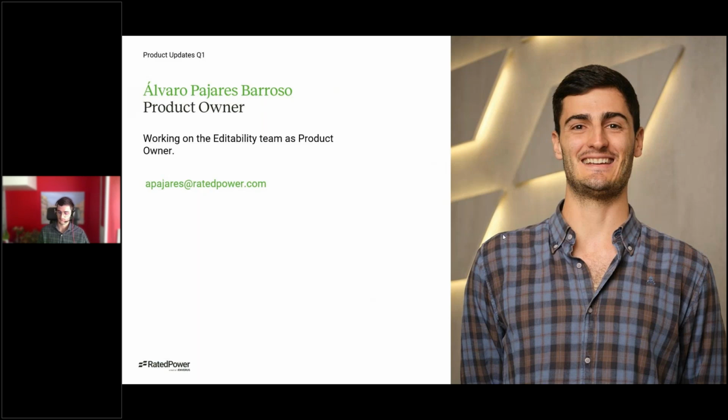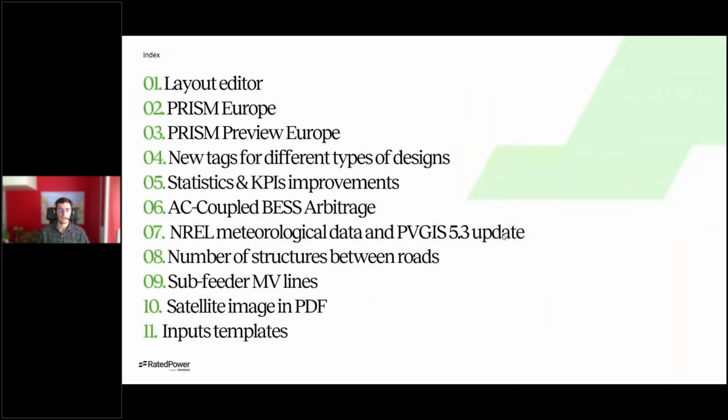Well, this is going to be the topics that we will cover today. This quarter has been a huge quarter in terms of new features. We've been able to launch some of the features that were highly requested by our users, which we will see in the presentation. Features such as a layout editor, PRISM Europe, PRISM Preview in Europe, also some new tags that we had to redefine for the different types of designs that we have now, some improvements related to the statistics and KPIs of the company.